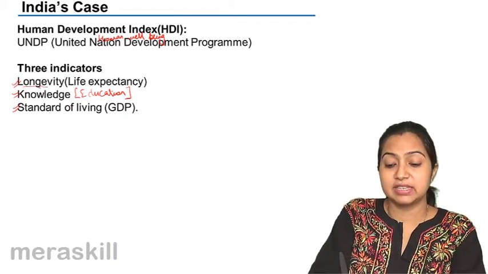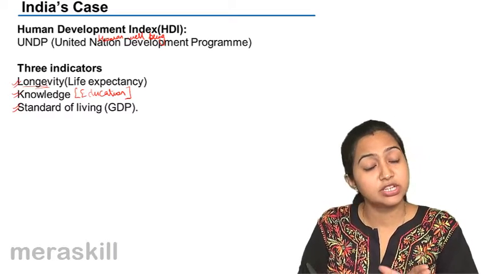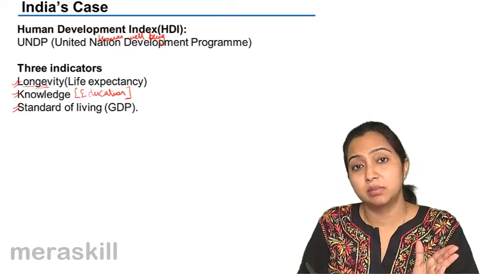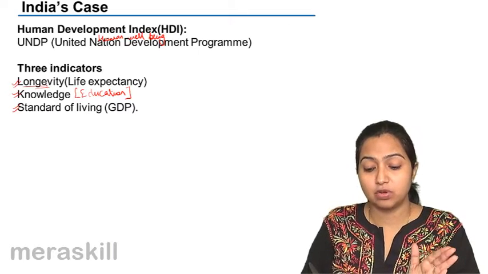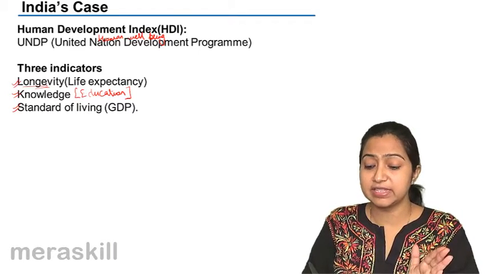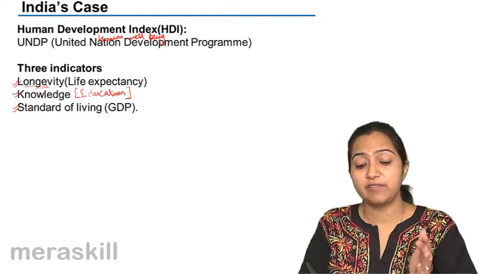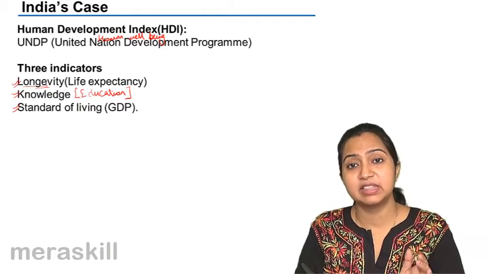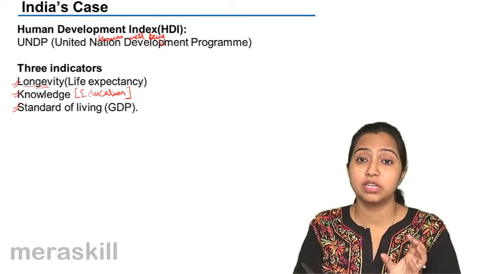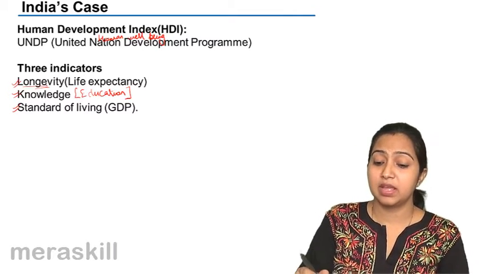Longevity indicates that people live a healthy and a long life. Knowledge indicates that the literacy rate is good, people are literate and they have knowledge. And standard of living is the GDP, the income of the people is good. Now, if all these three factors are low, we say that the quality of life that the people live in that country is not so good.